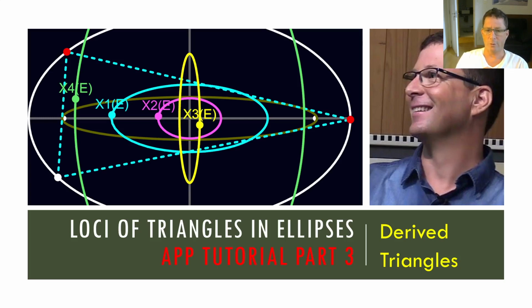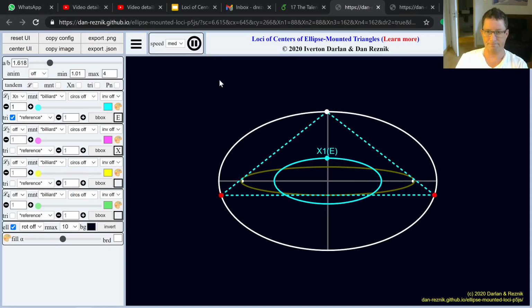Okay, so this is part 3 of our tutorial on our Loci visualization interactive app. We're going to cover different derived triangles on this module here, module number 3. Okay, so let's go to our app.